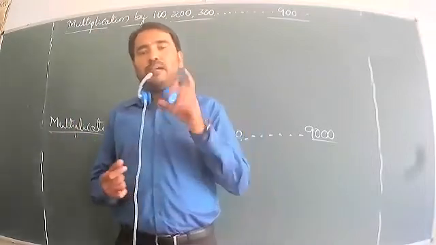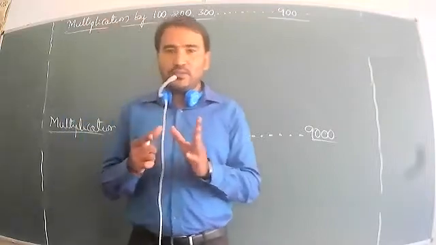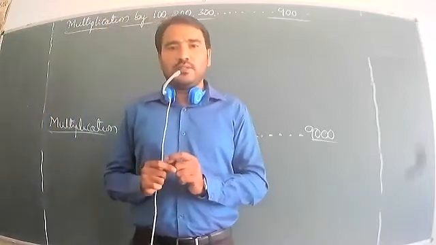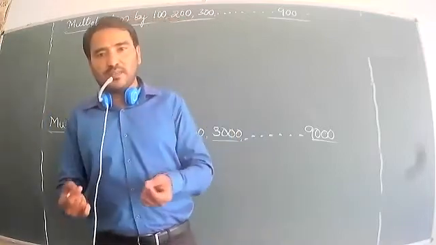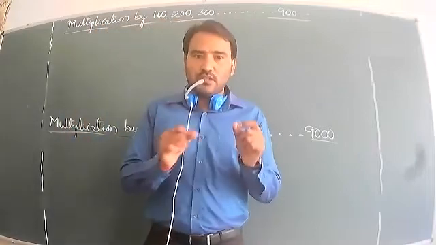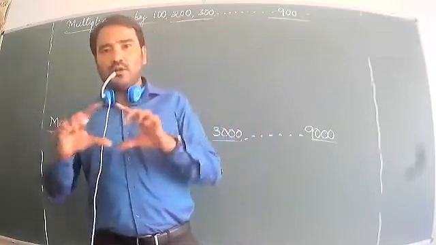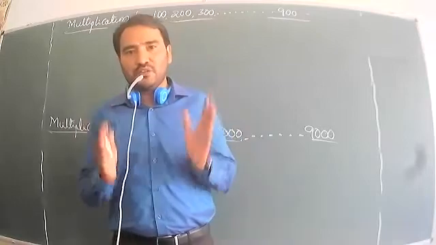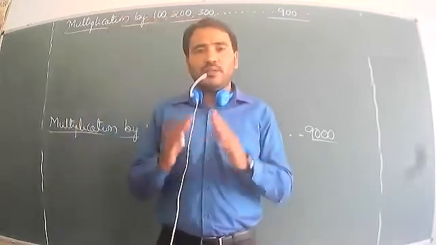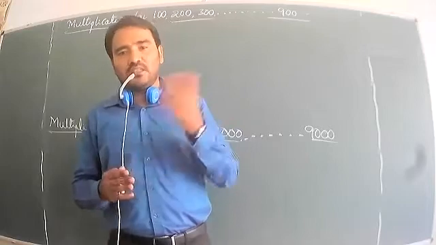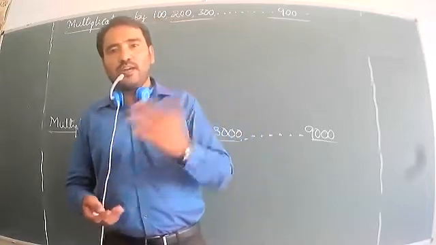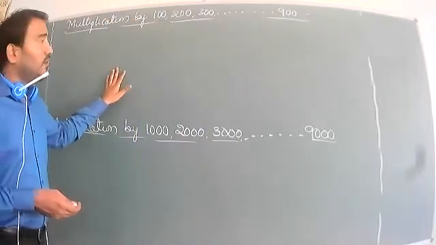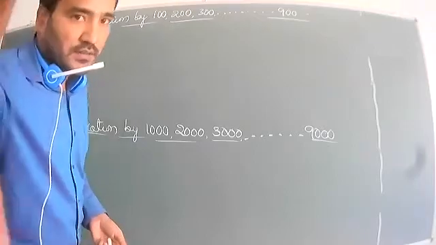It is multiplication by 100, 200, 300 up to 900, and then multiplication by 1000, 2000, 3000 up to 9000. So how to multiply by hundreds and thousands? It is a very easy concept. You have already learned multiplication by 10 and 100 in the third standard. It is the same concept. Now I will give examples of multiplication by 100, 200. Look at the board.